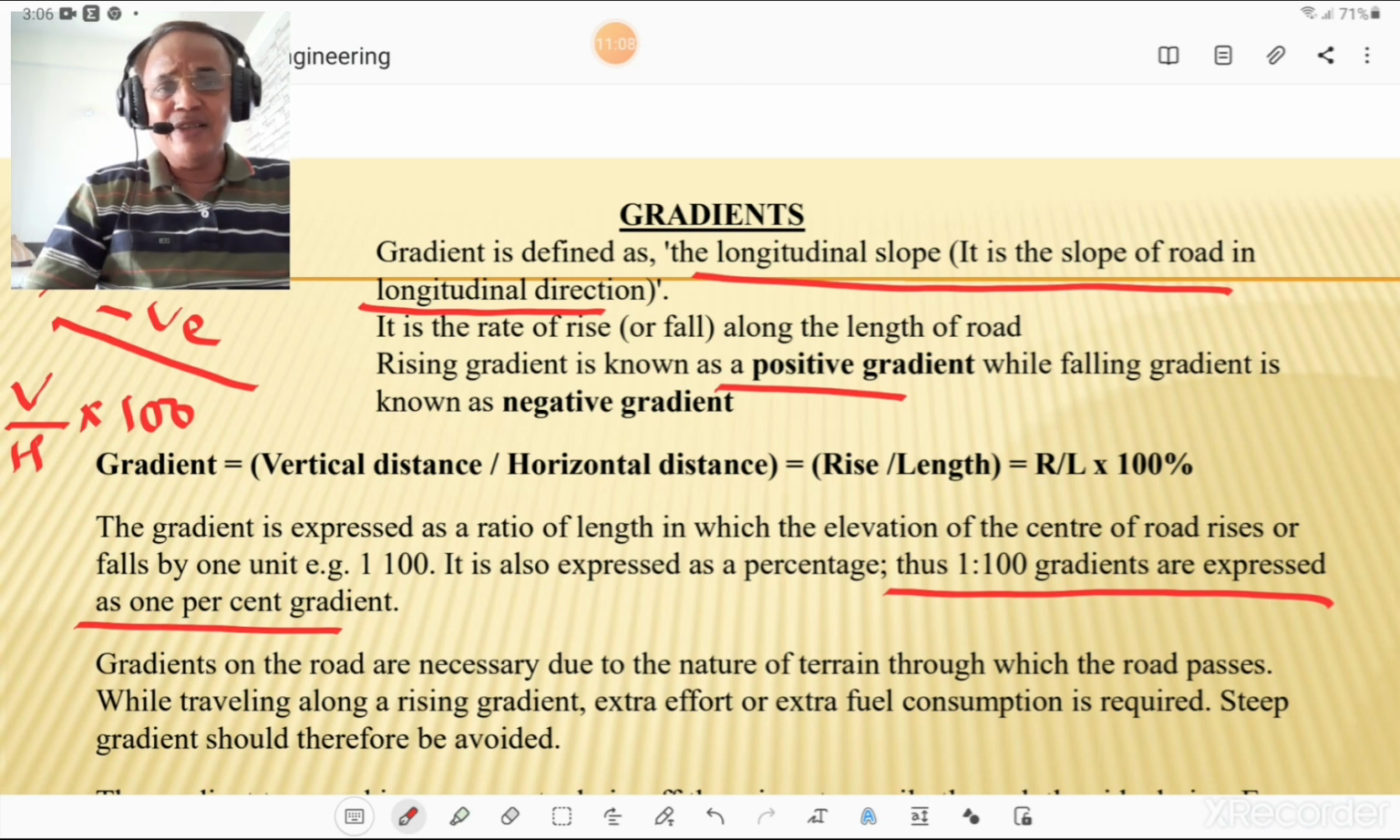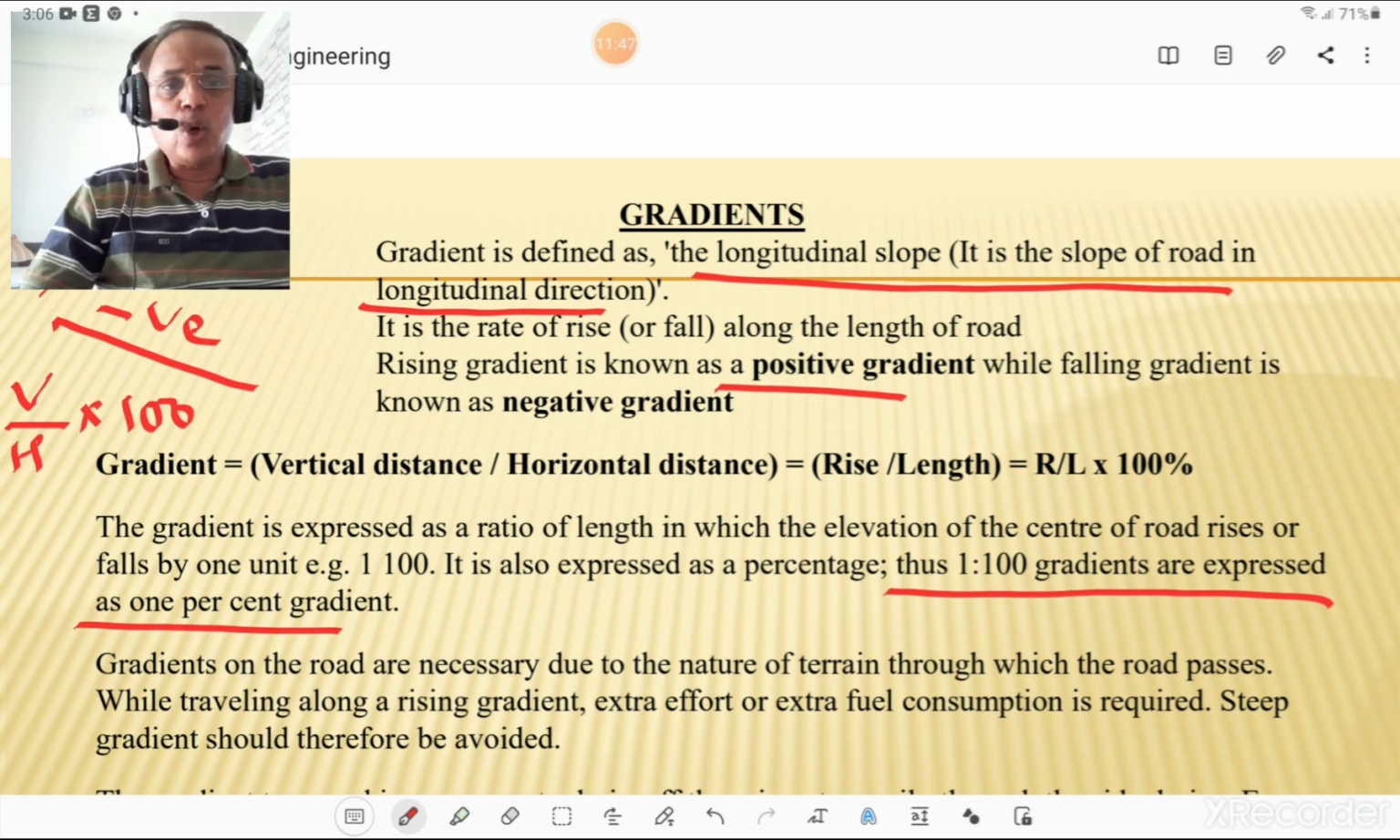Gradient, what is gradient? We derive it analytically or mathematically. Gradient is vertical distance divided by horizontal distance multiplied by 100%, or it is the rise of road or fall of road divided by length multiplied by 100. The gradient is expressed as a ratio of length in which the elevation of the center line of road rises or falls by 1 unit. For example, 1 in 100. It is expressed as a percentage. Thus, a 1 in 100 gradient is expressed as a 1% gradient. It is very important. 1 in 100 gradient is the 1% gradient.